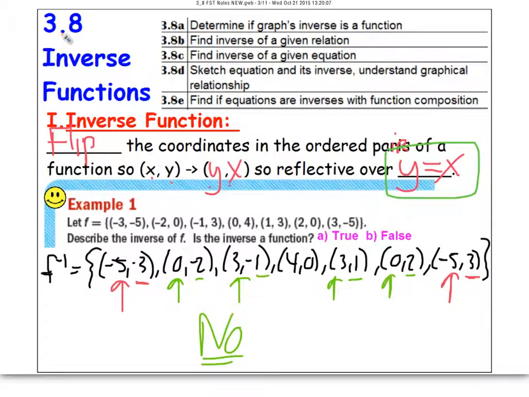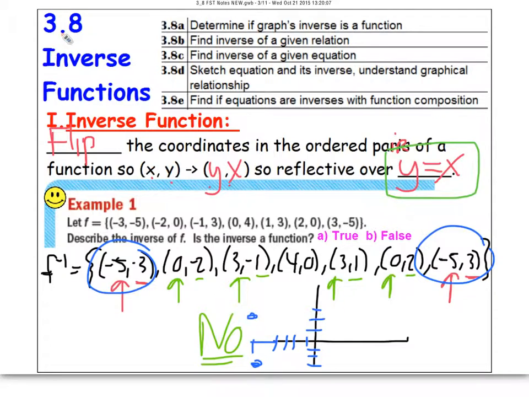By the way, if you were to graph this, you could actually tell from the vertical line test. And I'm just going to show you by graphing these two ordered pairs here and here. If I graph -5 and -3, might be right here. -5 and +3 would be right here. Vertical line test says if I draw a vertical line and it crosses in more than one spot, it cannot be a function. So it fails the vertical line test.